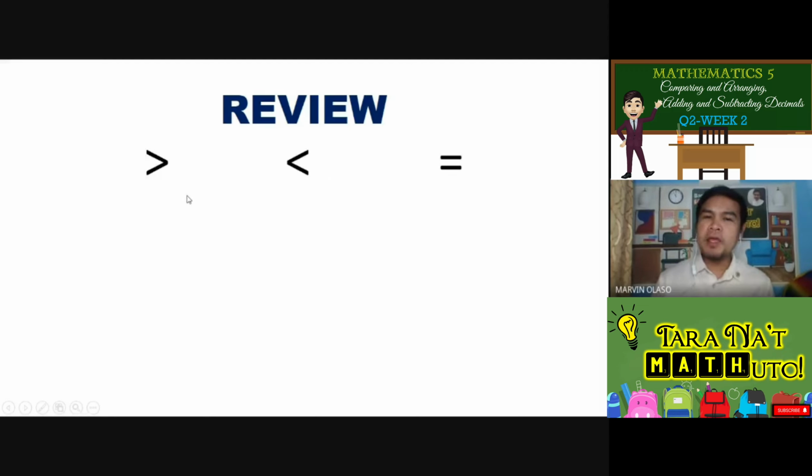Ayan, nung elementary kami, sabi ng teacher namin, kung saan nakaharap yung bunganga, ito yung tinatawag na bunganga, the mouth, then yun yung mataas ang number. So in this case, nakaharap sa una, kaya this is greater. And in this case, nakaharap sa pangalawa, kaya the first number ay mababa sa pangalawang number. And this symbol means the first and the second number have the same value or they are equal.